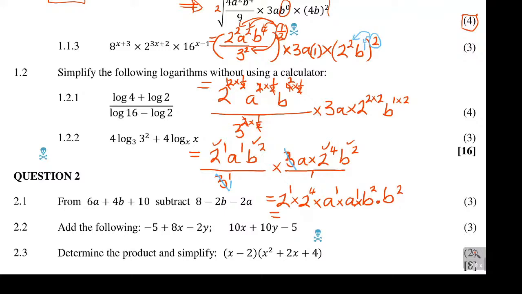Now 2 to the power 1 and 2 to the power 4, you need to add 1 plus 4 there, because you can see that 4 and 1 show that they are 5, times a, 1 plus 1, so that you add them, and also times b, you have got your 2 plus 2. So the answer therefore becomes 1 plus 4 is 2 to the power 5, a to the power of 2, and b to the power of 4.